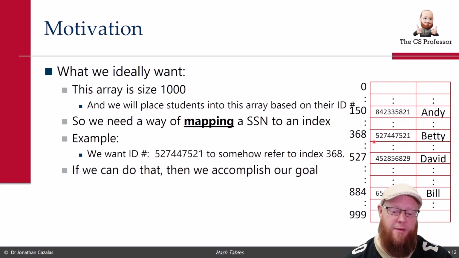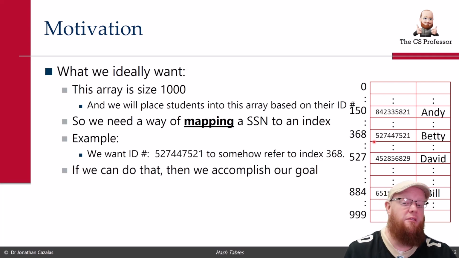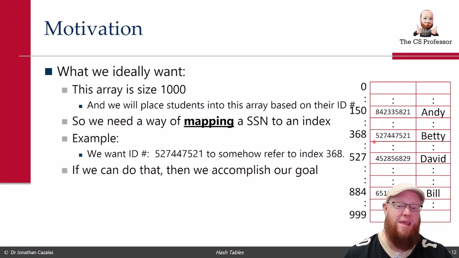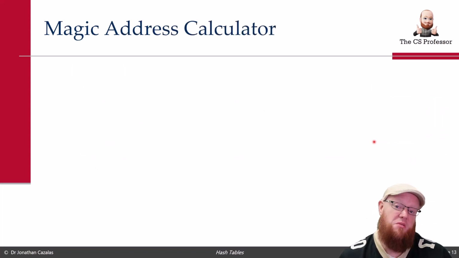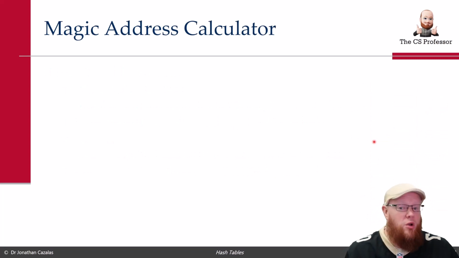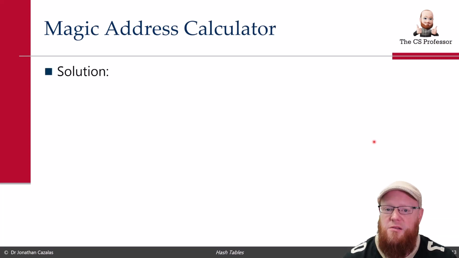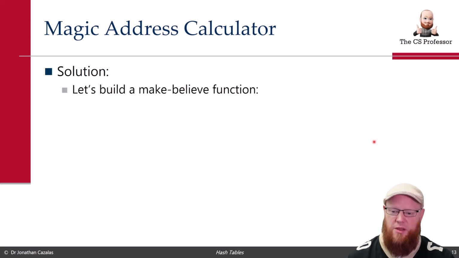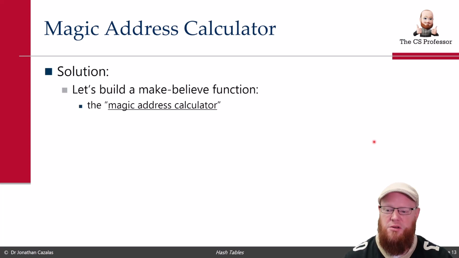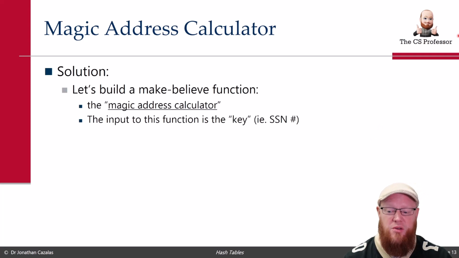If we could do that, and if we could guarantee somehow that Betty is the only one that will map into index 368, we will have accomplished our goal, right? We would have accomplished our goal. So I say here, let's look at a magic address calculator. We're going to build a make-believe function called this magic address calculator.